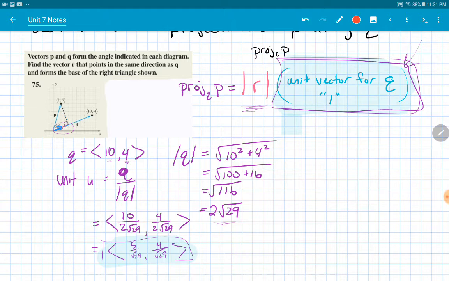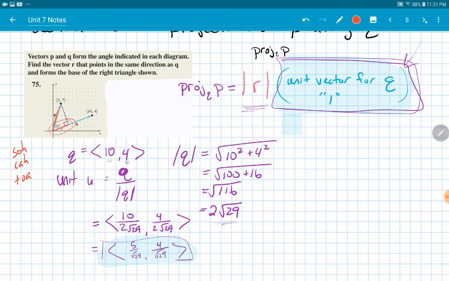Okay, so to get R, how do we get that? I'm going to erase over here so I can see a little better. We have to think of our SOHCAHTOA. R is really the adjacent. And we can get the length of P by finding the magnitude of P.